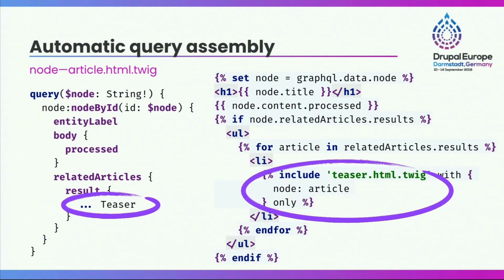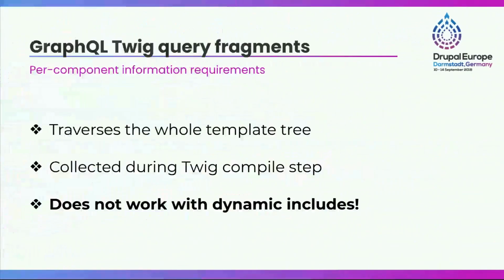The assembly of this query happens automatically. So when Twig is compiled, it will just traverse the tree of all included templates and collect all query fragments that are in there. So if you execute the query, everything you need is there. As said, this happens during the Twig compile step, so there is no performance impact on it. You can nest as deep as you want. In the end, it will be just one query that's executed.